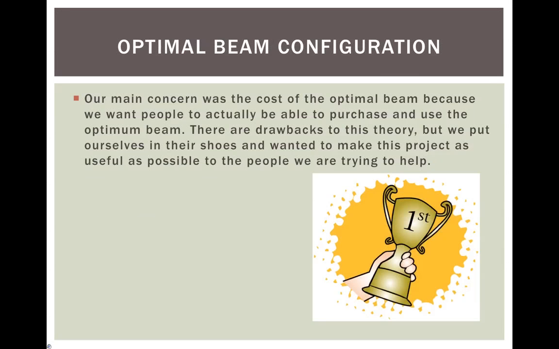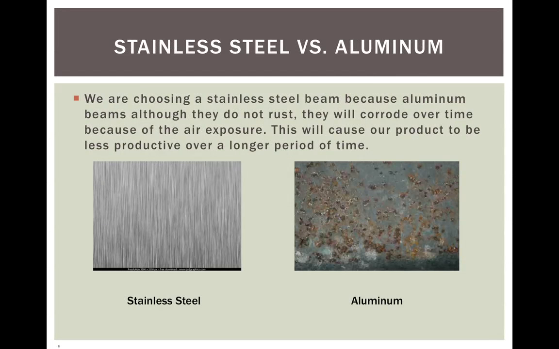Our main concern was the cost of the optimal beam because we wanted people to actually be able to purchase and use the optimum beam. There are drawbacks to this theory, but we put ourselves in their shoes and we wanted to make this project as useful as possible to the people we're trying to help. We chose a stainless steel beam because aluminum beams, although they do not rust, will corrode over time because of air exposure. This will cause our product to be less productive over a long period of time.